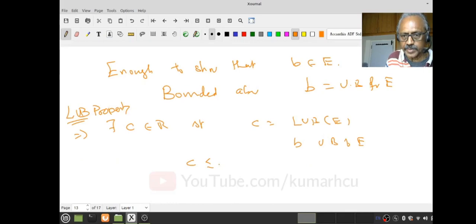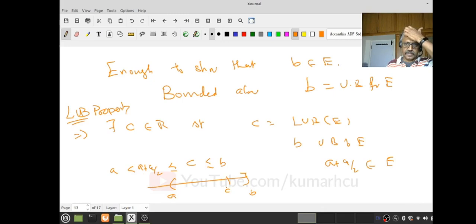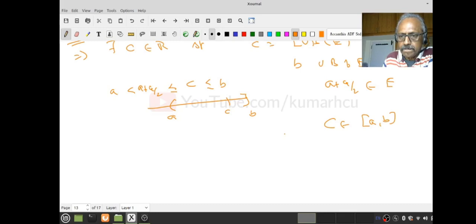And remember, A plus epsilon by 2 is an element of E. Therefore, what do I know? A plus epsilon by 2 should be less than or equal to C, but this is strictly greater than A. Therefore, my C lies between A and B. Yeah? Therefore, in particular, C is an element of the interval AB. Okay? Pause, review, proceed.